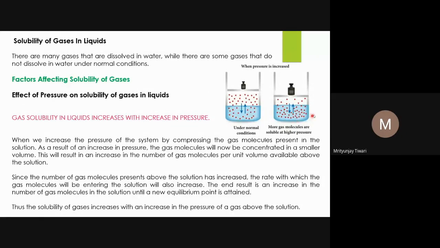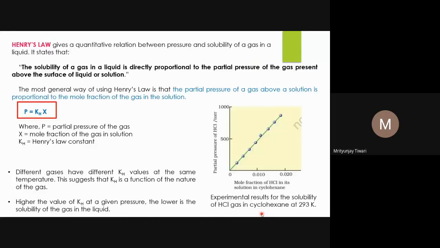So the gas will now move into the solution, and the product concentration will increase. The gas concentration above will decrease in this fixed volume as gas moves into the solution phase, and this is how dissolution happens. Anyway, the solubility of gases increases with an increase in the pressure of a gas above the solution. And this is what we also study in Henry's law.